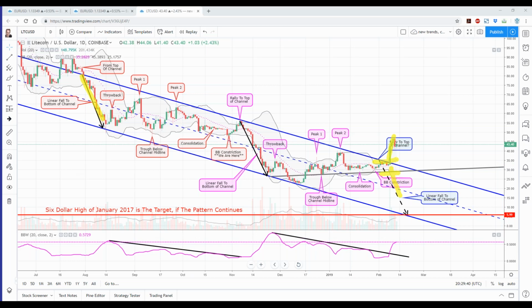So let me share a little presentation for you that's going to show you how you would use the bands for entry and stop loss points.